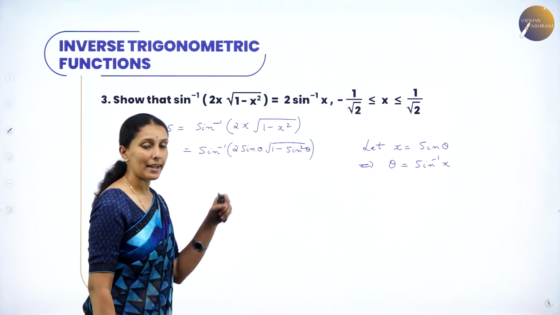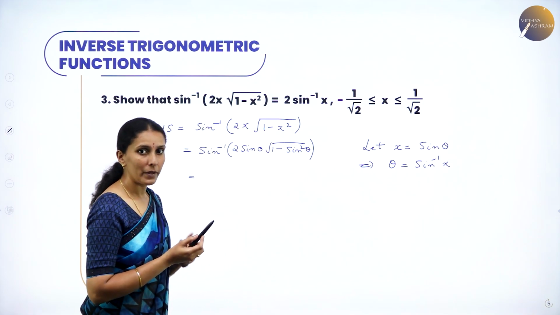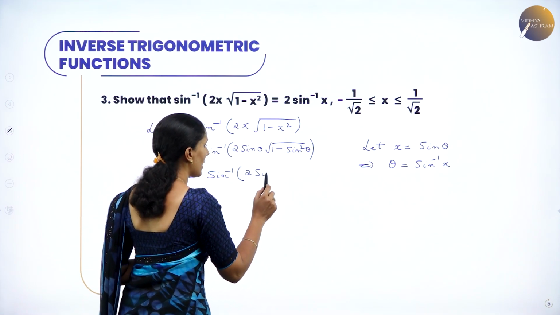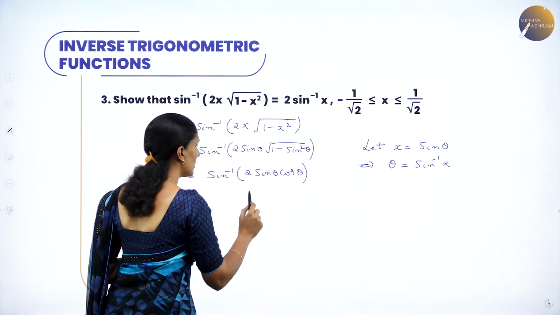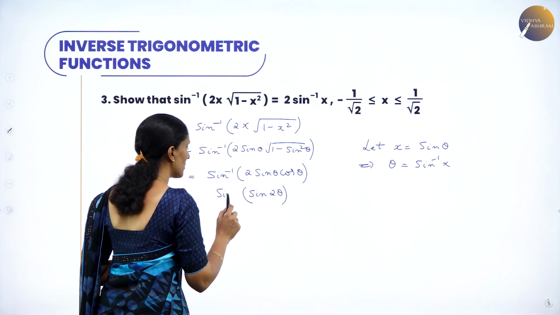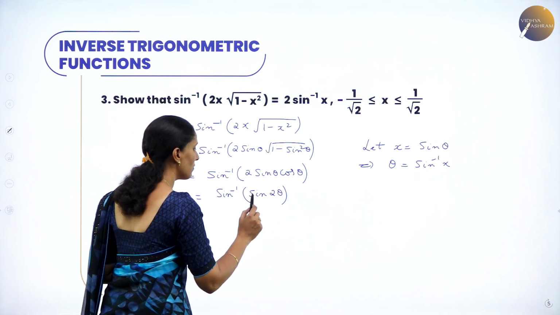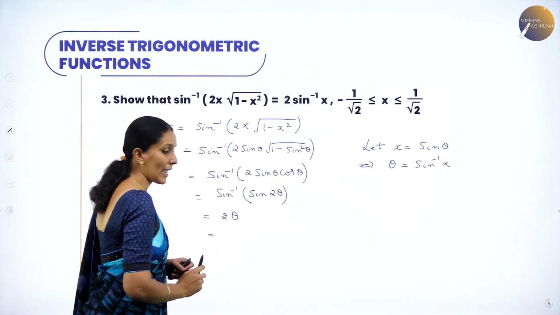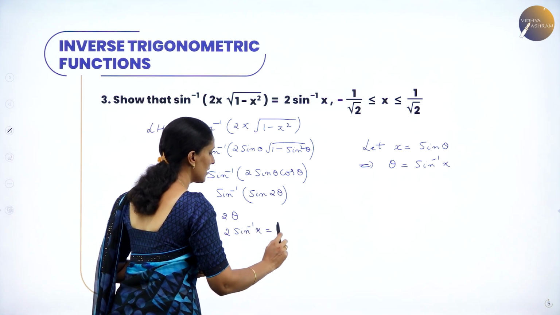So what is 1 minus sine square theta? It is cos square theta. Cos square theta under square root becomes cos theta. So here you will get sine inverse of 2 sine theta cos theta. What is 2 sine theta cos theta? It is sine 2 theta, and outside you have sine inverse. So sine inverse of sine theta is theta itself. Therefore sine inverse of sine 2 theta becomes 2 theta. So here replace theta by sine inverse x. Then this is 2 sine inverse x, which is the RHS.